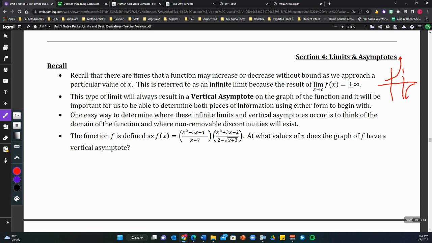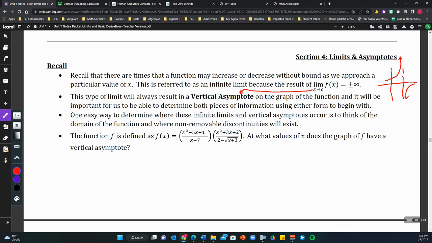Oftentimes, the function will go in different directions on either side. It's not always the case. For some functions, both sides will go to positive or both will go to negative infinity. But the idea is, as we approach that particular value of x, the value of the function is increasing or decreasing without bound. The values are getting really big in the positive or negative direction. Whenever this limit exists, it is an automatic guarantee by definition that a vertical asymptote must exist on the graph of the function. And it's really important for us to be able to determine those pieces of information, whether we're looking at the graph or looking at an equation of the function.